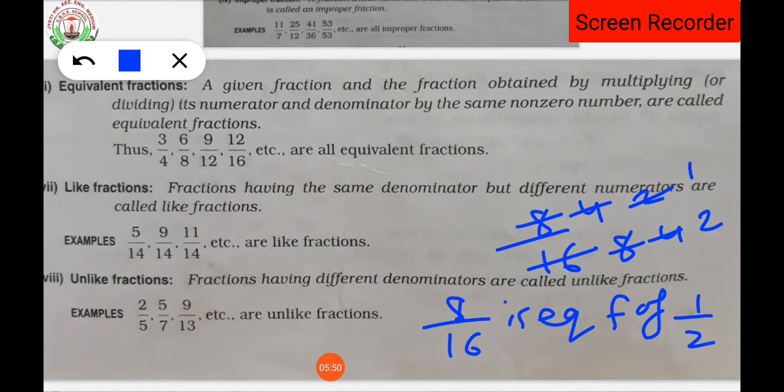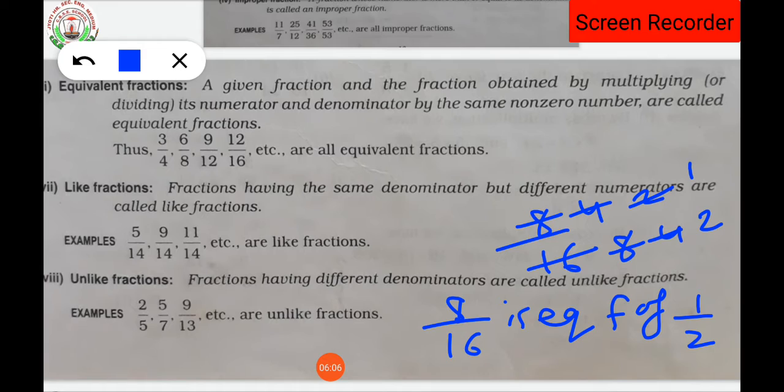1 by 2. Why is it so? Because while cancelling 8 upon 16, 1 by 2 is coming. That's why we can say that 8 upon 16 is the equivalent fraction of 1 by 2. It's a simple example. Clear?